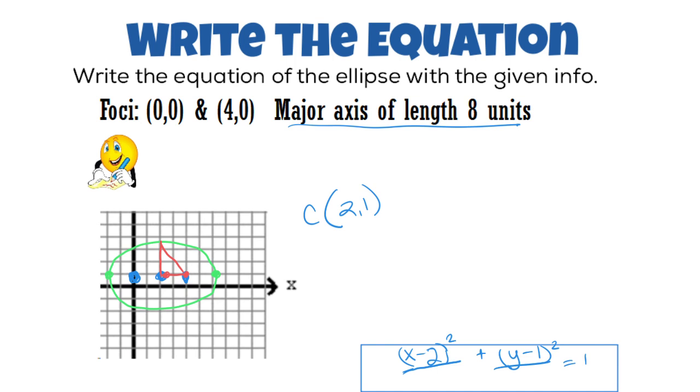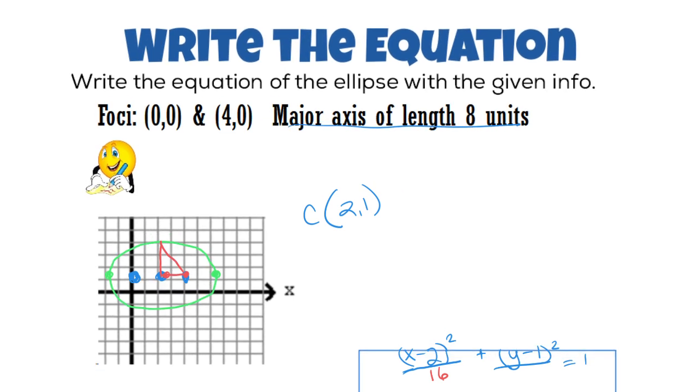Now, to write the equation, I got to know how much I went left and right and up and down. I think that I currently could figure out how much I went left and right because they told me about this major axis. From the center, how much did I go left and right? 4. And what's 4 squared? 16. And since I was going left and right, you're putting that underneath the x.